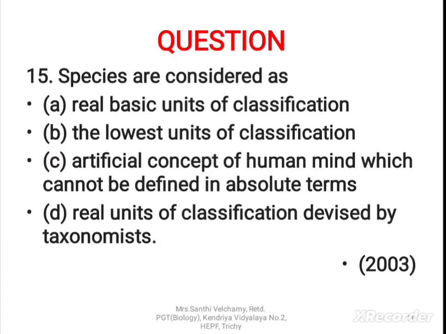Then the 15th question. Species are considered as a real basic unit of classification. B. The lowest units of classification. C. Artificial concept of human mind, which cannot be defined in absolute terms. And D. Real units of classification devised by taxonomists. The correct answer is A. Real basic units of classification.